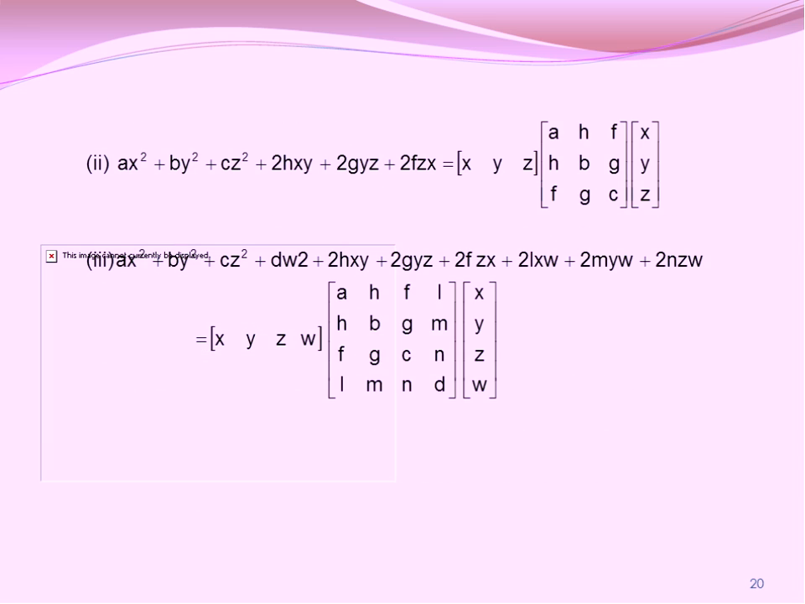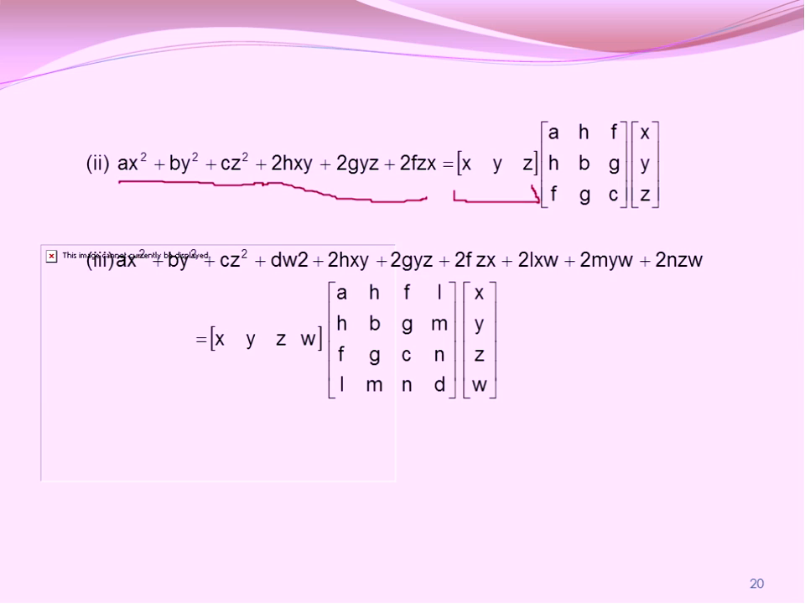These are quadratic forms in 2, 3 or 4 variables. Now the question is how we can draw the matrix with the help of these quadratic forms. So let us see. The first equation is ax square plus by square plus cz square plus 2hxy plus 2gzx plus 2fyz.